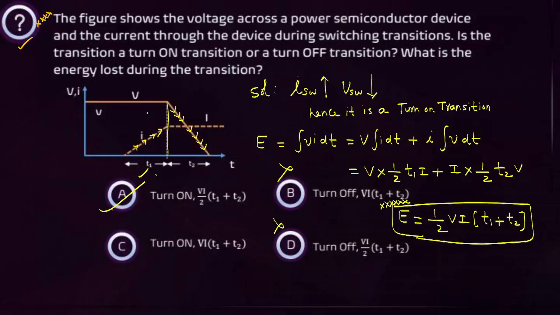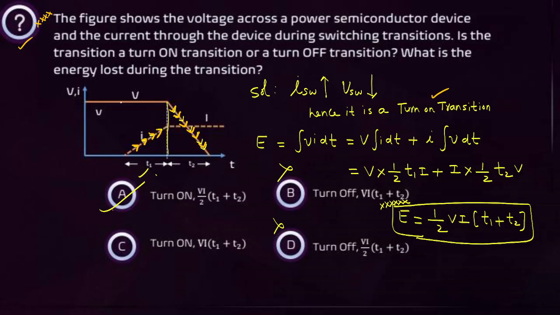Here for this characteristic, it is asking what is the energy loss? Is it a turn-on transition or a turn-off transition? That you have to observe and identify from the given characteristic. It's easy to identify. Current rising, voltage falling. Then what is this transition, friends? It is a turn-on transition.